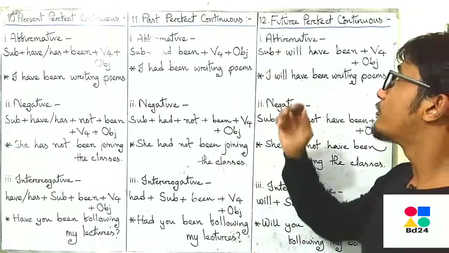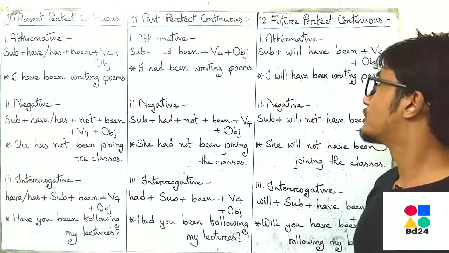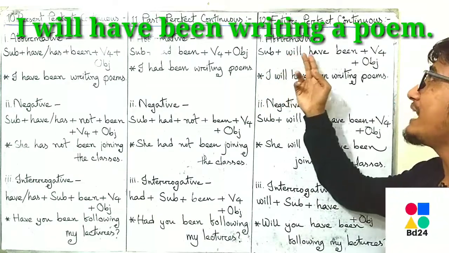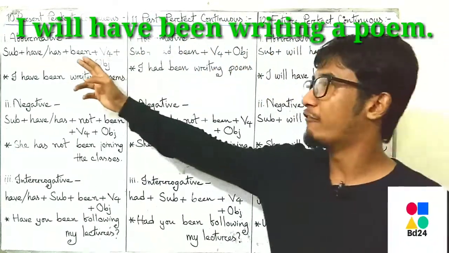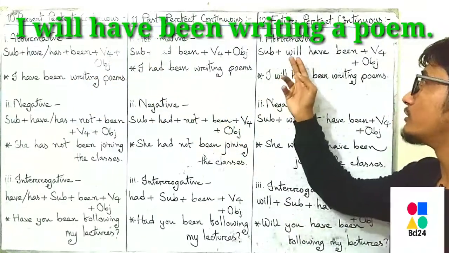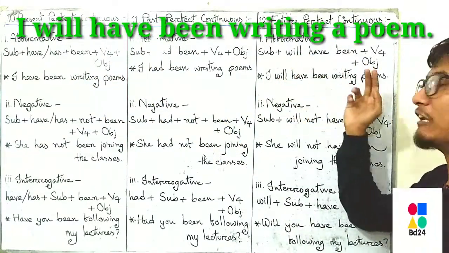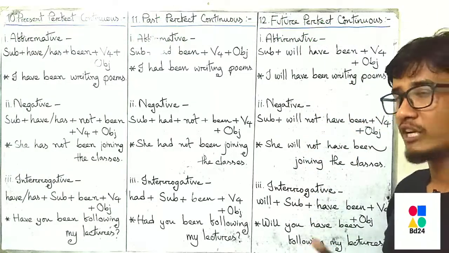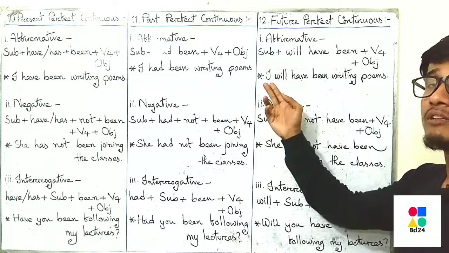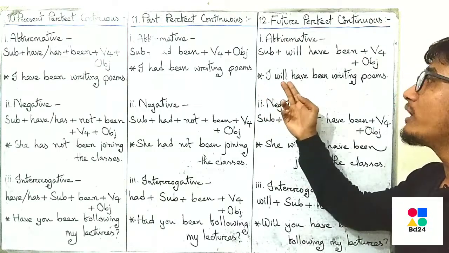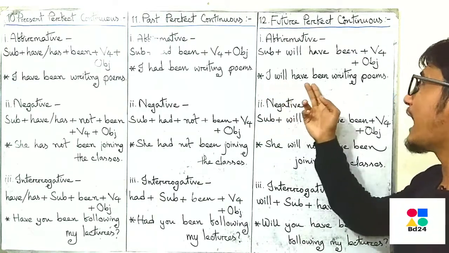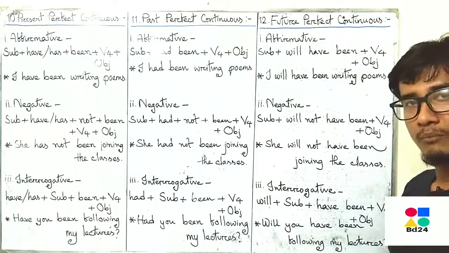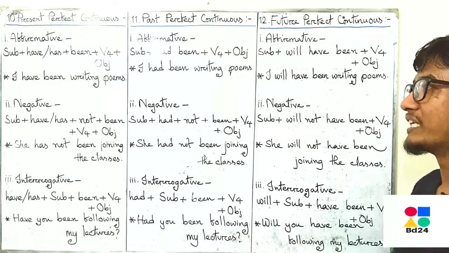And finally, the affirmative sentence of future perfect continuous tense. First of all, subject, then will have been. Not have or has, not had, rather will have been, then V4, present participle form of a verb, and finally an object. So let me give you an example. First of all, subject I, then will have been. I will have been, then V4, writing, an object, poems. I will have been writing poems.